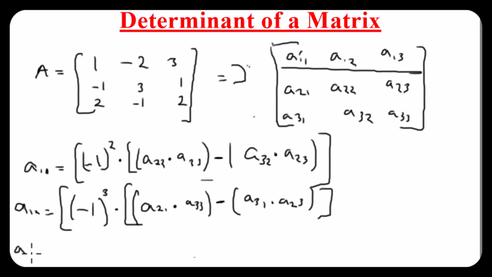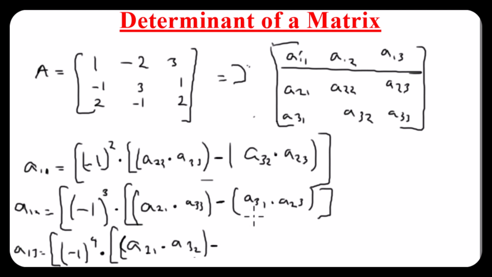Then lastly, A13. Again, do the same thing: minus 1 to the power 3 plus 1, that's 4. Strike out the first row and the third column. So I'm left with A21, A22, A31, A32. So A21 dot A32 minus A31 dot A22. So this is how we find the determinant of this matrix.